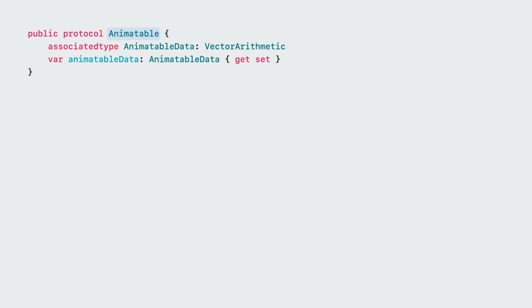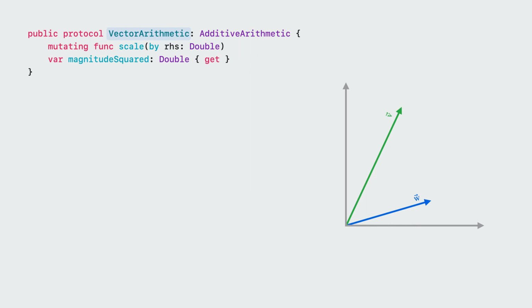SwiftUI builds an animatable attribute for any view conforming to the Animatable protocol. The only requirement is that the view define a read-write vector of the data it wants to animate. The data must conform to VectorArithmetic. Vector arithmetic matches the textbook definition of a vector from your math class. It supports vector addition and scalar multiplication.